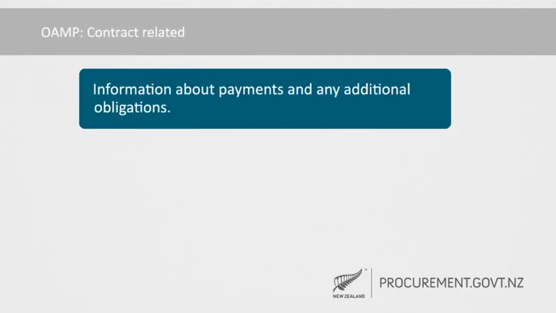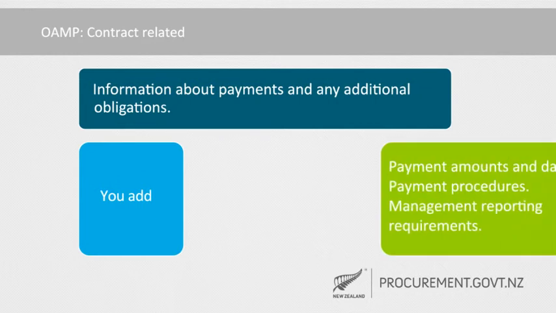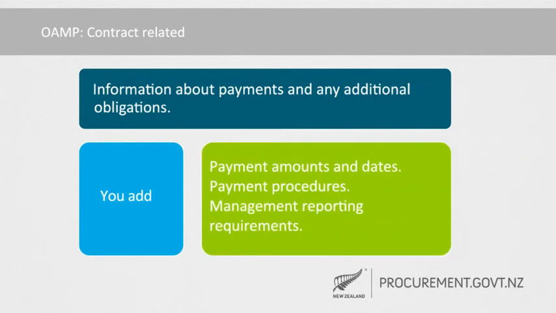The last section of the Outcome Agreement Management Plan is about contract administration. In here you add details of the payments that will be made, how much and when, payment procedures and whether the provider has to meet any preconditions for payment, and any management reporting requirements.